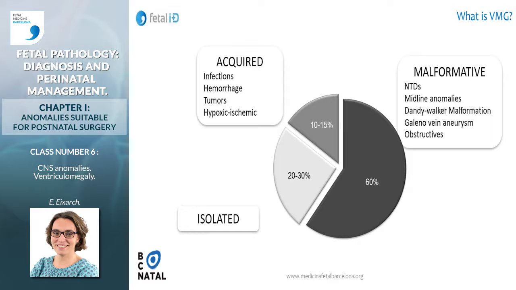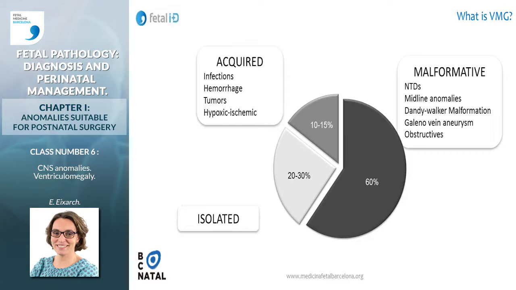We should carry out a study in which we are going to find out which is the cause of the ventriculomegaly. In 60% of cases, the underlying cause will be malformative, which means there is an anomaly in the development of the central nervous system that is causing the ventriculomegaly. For example, neural tube defects, midline defects, or posterior fossa anomalies.